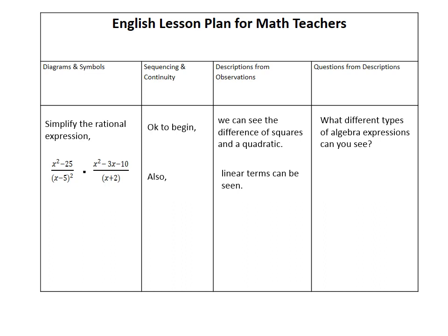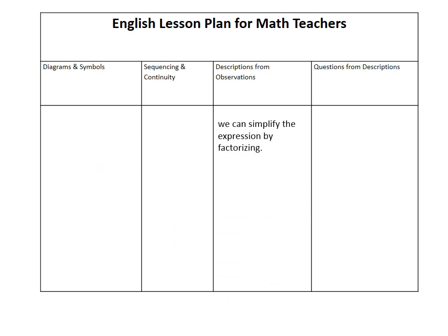Listen to the next 2 sets of entries as they appear. The expression is the product of 2 ratios. And then the question, why is this a rational expression? And now the sequencing language. Now, we can simplify the expression by factorizing. How do we begin to simplify as the question asks? And then some sequencing language next.